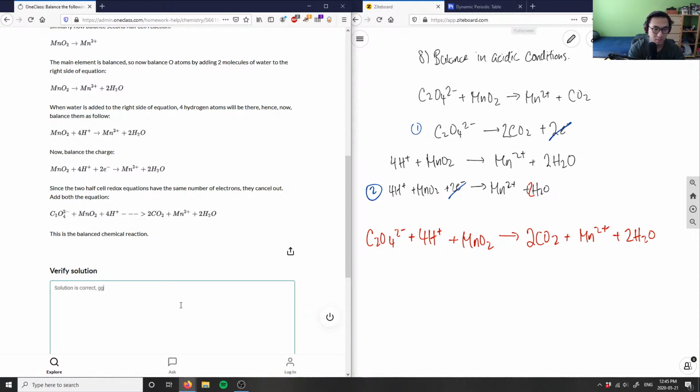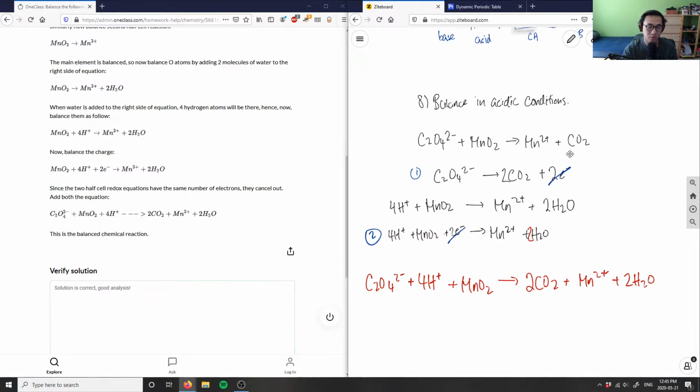Good analysis. And all we're doing here is balancing. First, we want to separate them into our half reactions. We balance all the elements besides hydrogen and oxygen. And then when we want to balance hydrogen and oxygen, we simply can add water, because water is very, very readily available in all electrochemical reactions.